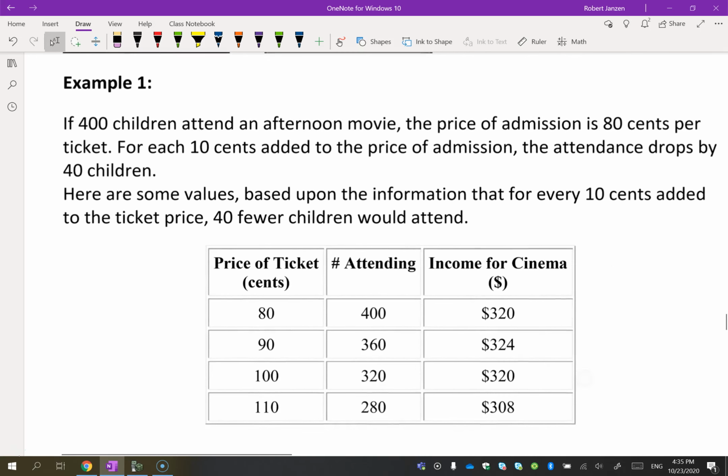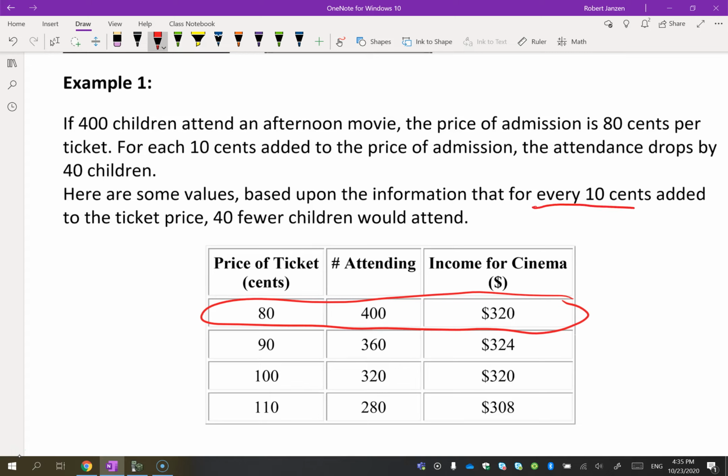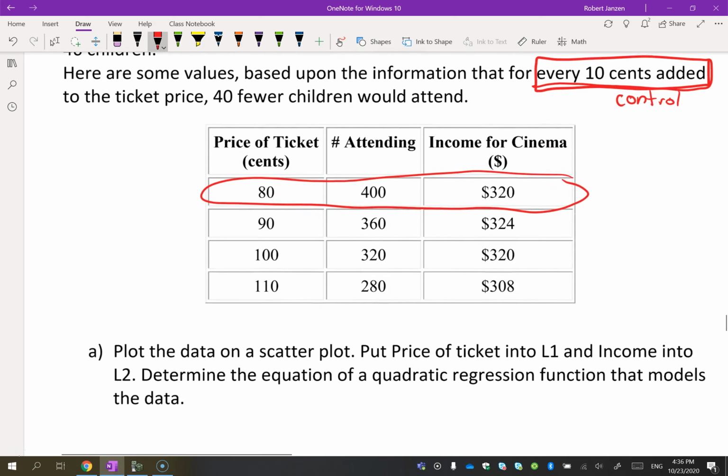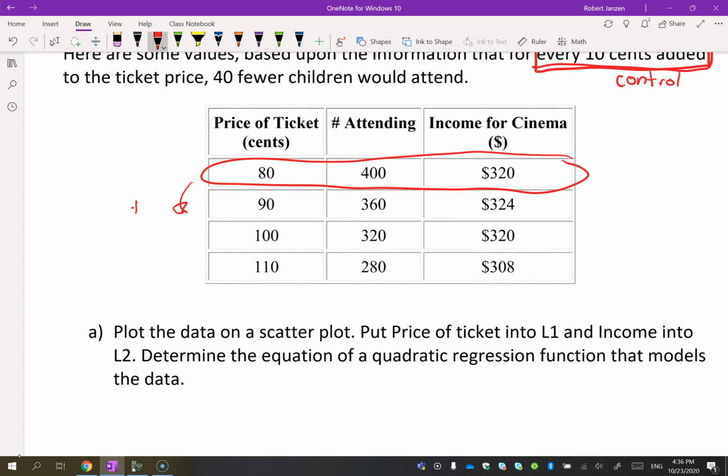It says if 400 children attend an afternoon movie, the price of admission is 80 cents per ticket. So that's this example here. If we charge 80 cents a ticket, 400 people come, we make $320. Here are some values if I change something. The question says for every 10 cents I add to the ticket price. So this is what I can control. I can't control how many people come, but I can change the price of the ticket. So you can see in this case that I'm adding 10 cents per ticket, and what happens is, it changes. Less people attend, but I may make more.